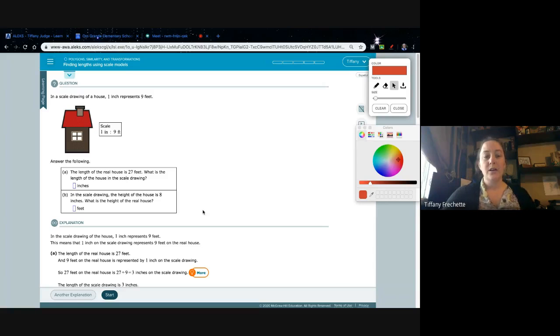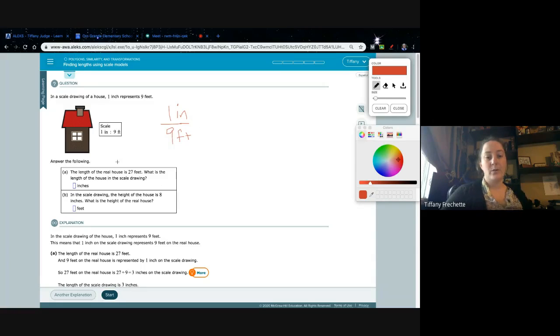But right away, they're going to give us a scale drawing of a house, and they're telling us that 1 inch represents 9 feet. So then they give us the scale right here. So 1 inch, and we would say it's 1 inch to 9 feet. Even though it doesn't have a 1 there, we still read it as 1. So this we write as a fraction, 1 inch to 9 feet, like that.